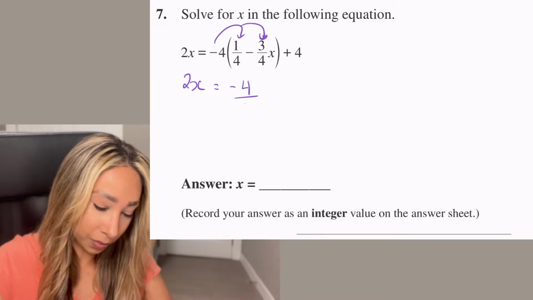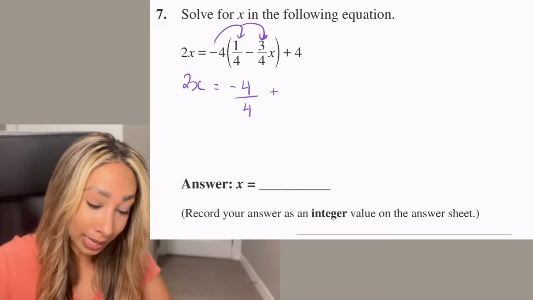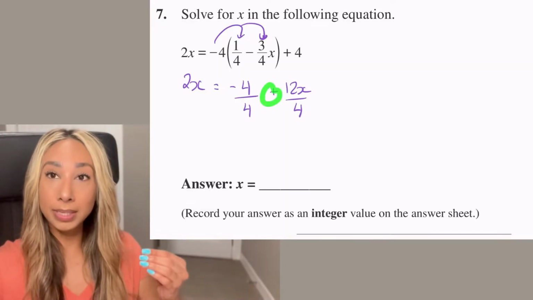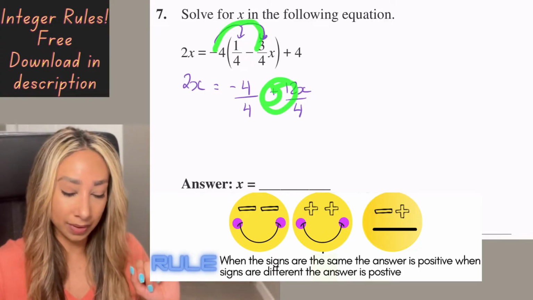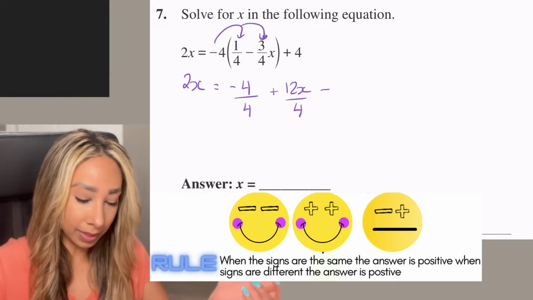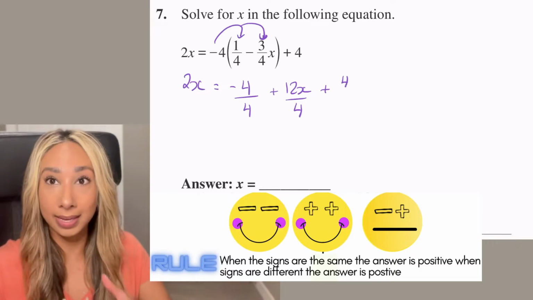So -4 over 4, plus 12x over 4. Now remember, the reason it's going to be positive is because I'm taking a negative and multiplying it by a negative. So that's going to give us positive 12x, and then I'm just going to rewrite the 4 that's hanging out at the end there.